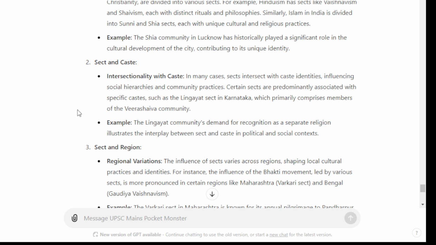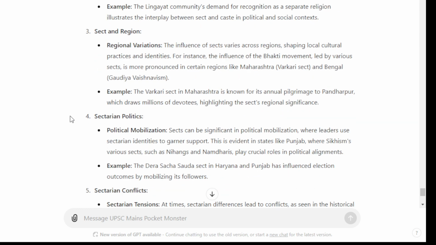So next is sect and religion. No, sect and region. Regional variations. The influence of sects varies across regions, shaping local cultural practices and identities. For instance, the influence of the Bhakti movement, led by various sects, is more pronounced in certain regions like Maharashtra. The Varkari sect. I was trying to write Vitthala, Vithoba sect. Alright, so there are regional variations. That's what I did write, fine.